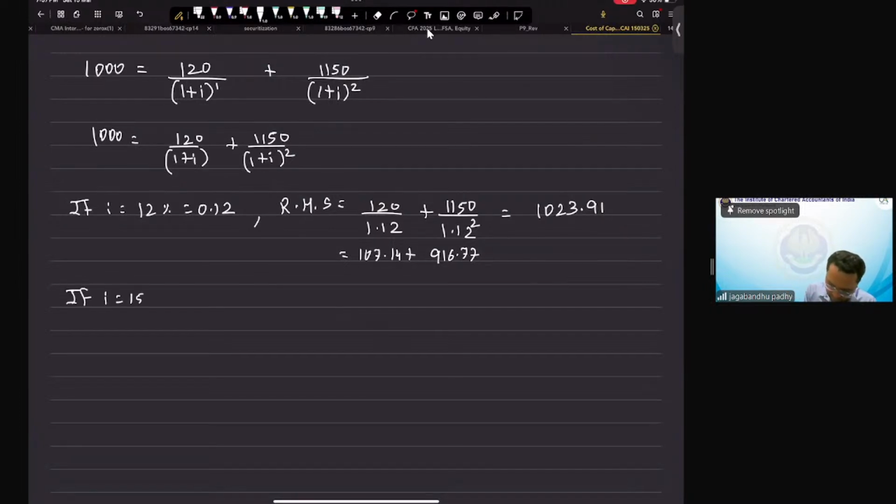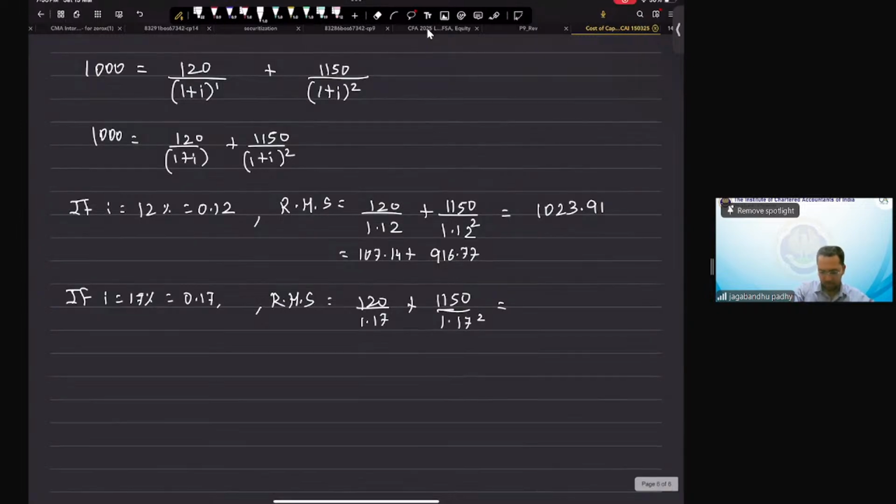Let's say i is 17%, which makes it 0.17. So give me the RHS value, which will be 120 upon 1.17 plus 1150 upon 1.17 square. Give me the value of RHS at 17%, guys. 120 divided by 1.17 and 1150 divided by 1.17 square.